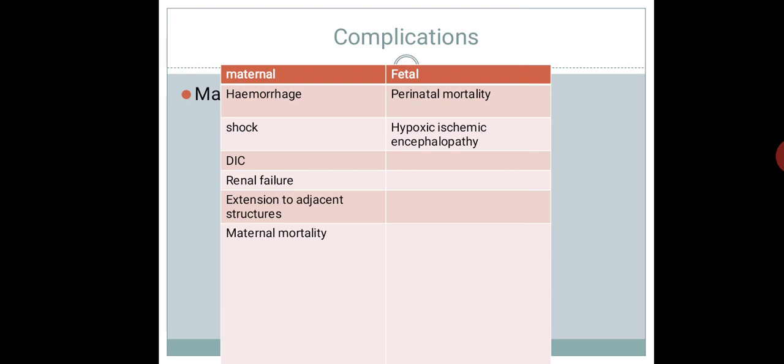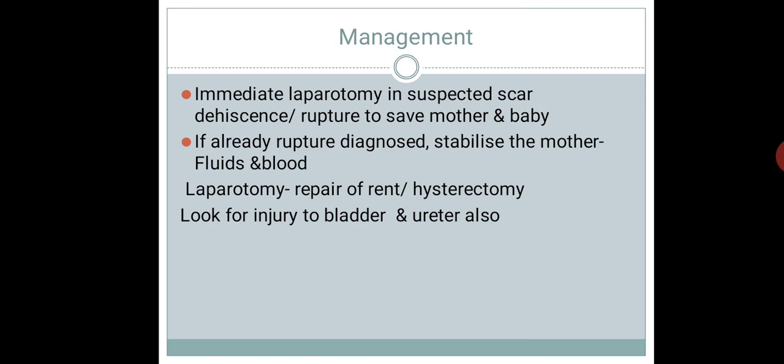These are the complications in rupture. Maternal complications like hemorrhage, shock, DIC, renal failure, extension to the adjacent structures, and maternal mortality. The fetal complications include perinatal mortality and hypoxic ischemic encephalopathy. Management: immediate laparotomy in suspected scar dehiscence or rupture to save the mother and the baby. If rupture is already diagnosed, stabilize the mother with IV fluids and blood, and laparotomy has to be done to repair the rent or do a hysterectomy. Look for injury to the bladder and ureter.